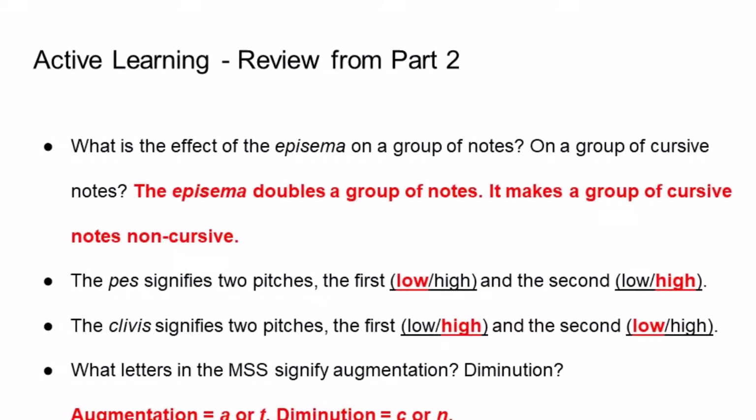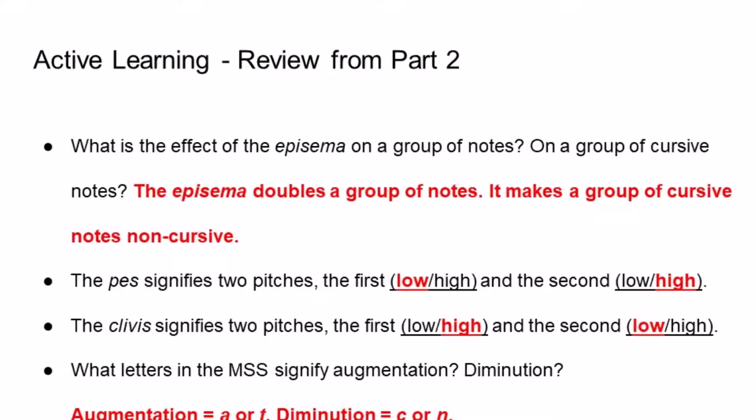The epicema doubles a group of notes. It makes a group of cursive notes non-cursive. The pes signifies two pitches, the first low and the second high. The clivis signifies two pitches, the first high and the second low.